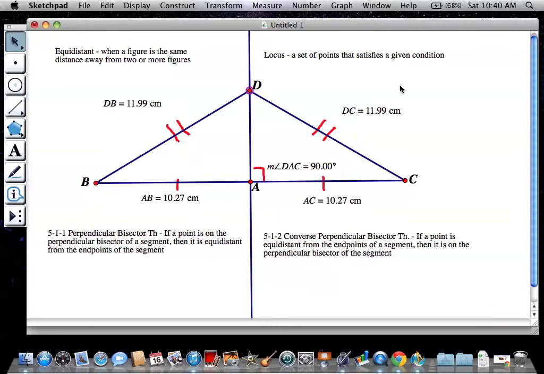Another definition here: a locus is a set of points that satisfies a given condition. A point on the perpendicular bisector here would be a set of all points that are equidistant from the endpoints. That's all a locus is. A better example of a set of locus points is a circle. All the points on the circle are the same distance from the center point. So how can we use these two theorems?